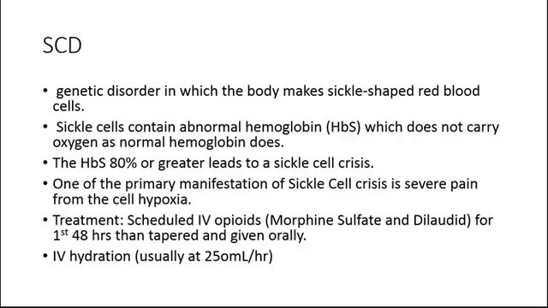Then we taper and give them orally. The other thing, we want to dilute this sickling, this clumping of the cells, so IV hydration. Usually it's given at a fast rate, usually 250 mLs per hour, again for the first 48 hours, and then we start tapering it off as we start increasing the PO intake.